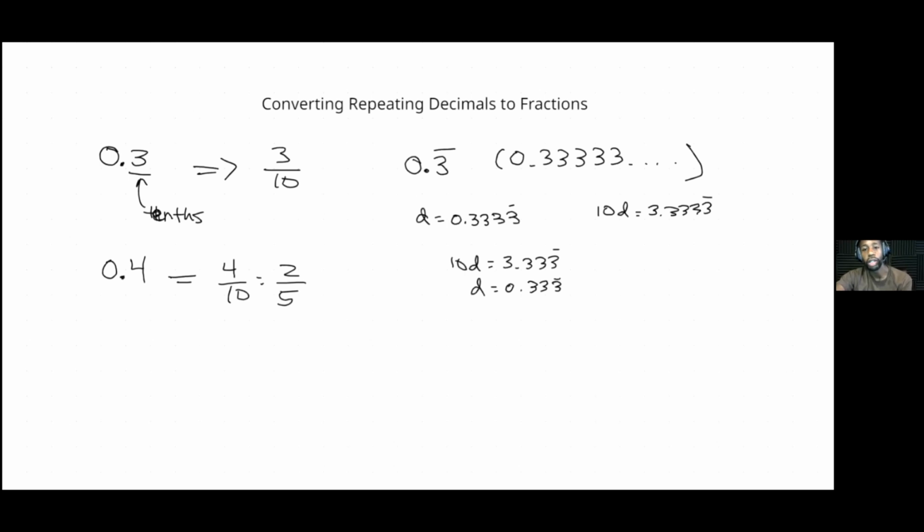I'm going to subtract this from this, rather. I'm sorry, I'm saying it wrong. So 9D is going to be equal to what's this minus this? It's just going to be 3, right? 3.333 repeating minus that part is just going to be leaving the 3, the whole number part. Divide both sides by 9, and D is equal to 3/9, which is the same thing as 1/3. Okay. So that is the fraction form of this.